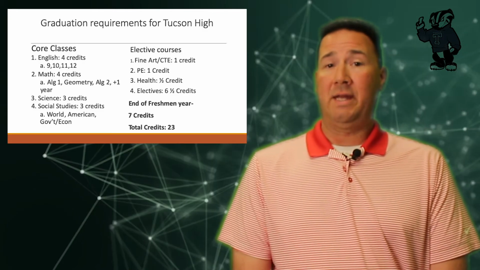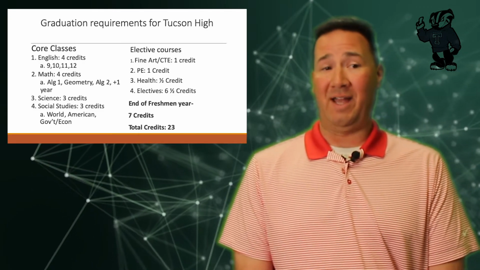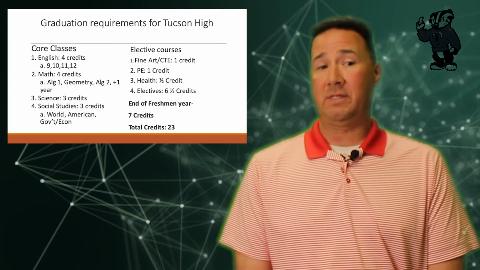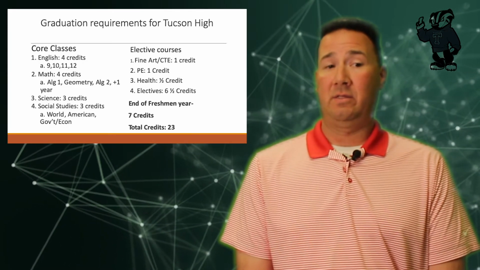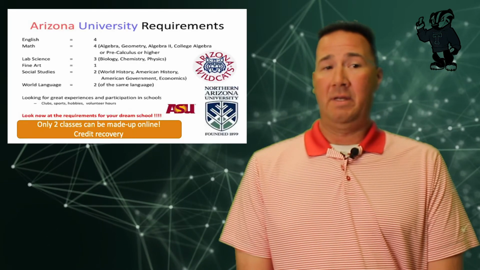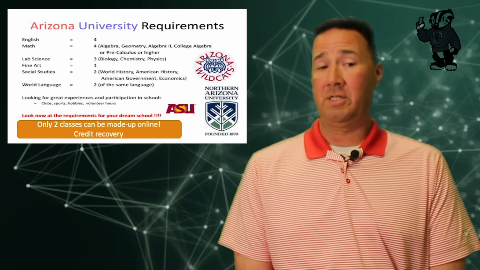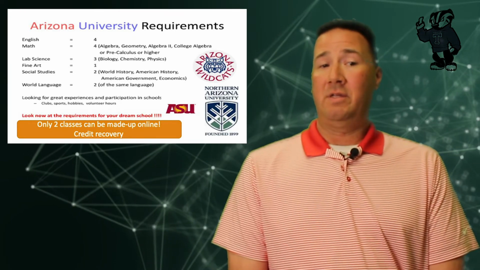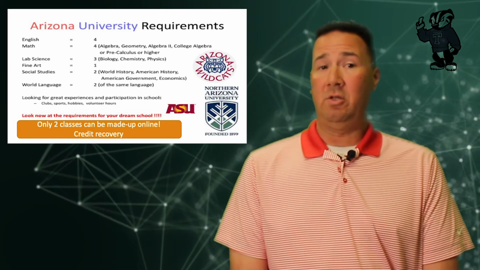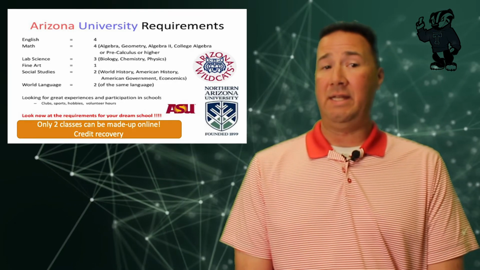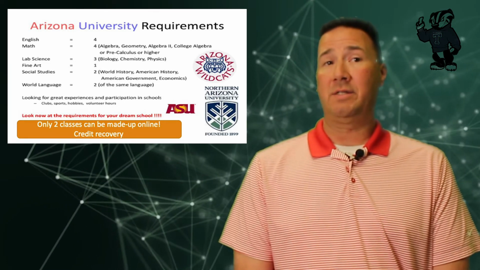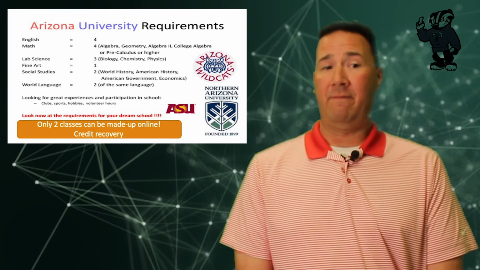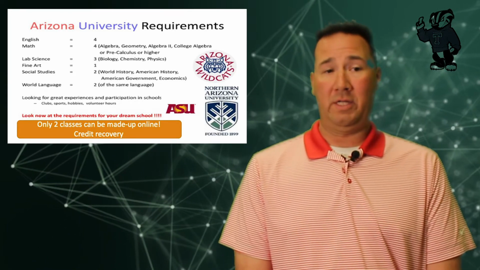The core classes have to be passed to graduate high school. So you're talking about 4 years of English, 4 years of math, 3 years of science with the lab science, and 2 years of social studies. Now, if your son or daughter wants to go to college, the requirements are very different. So they have what's called the Core 16. What the University of Arizona requires is they need to know what your son or daughter's core GPA was in English, math, lab science, fine arts, social studies, world history.